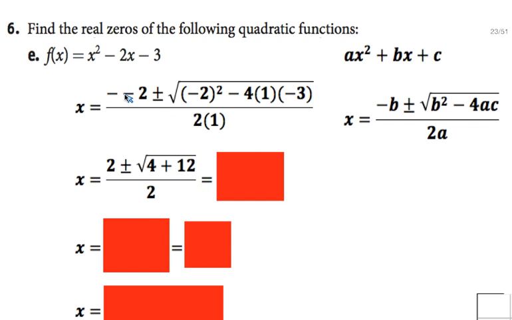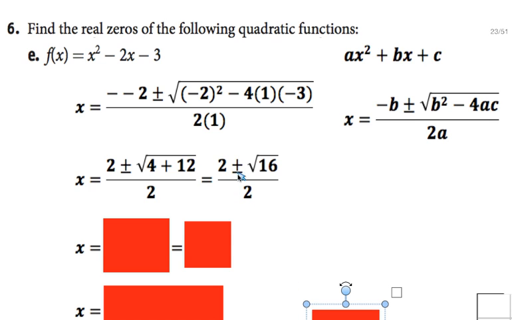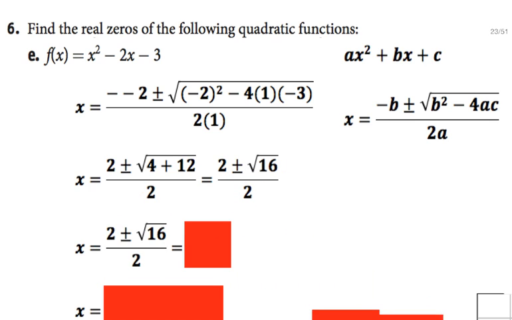So the negative 2 becomes a positive 2. This becomes 4, and this here combines to give you 12. And then you can simplify that further with 2 plus or minus the square root of 16 over 2. If you take the square root of 16, you get 4.